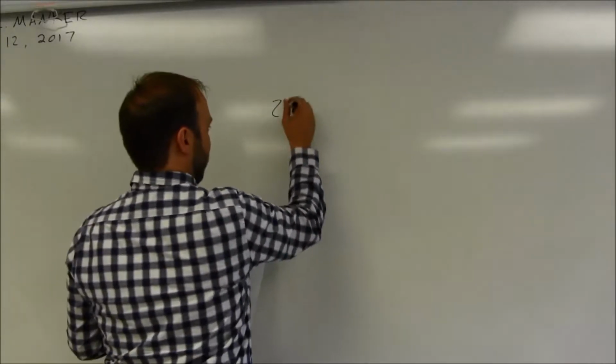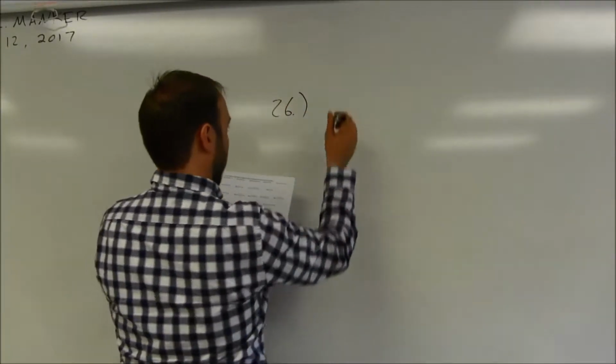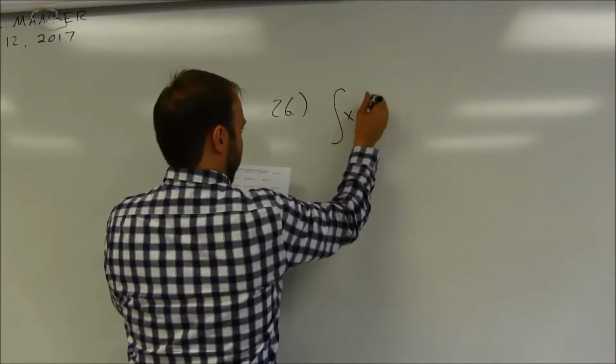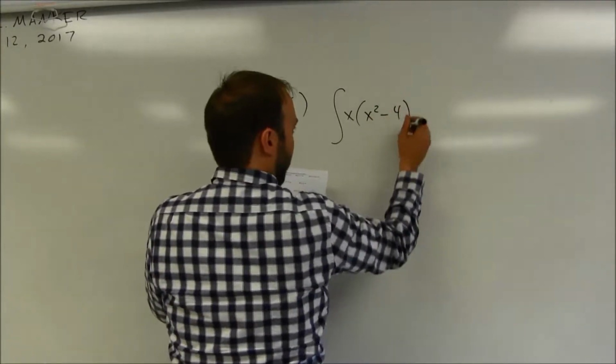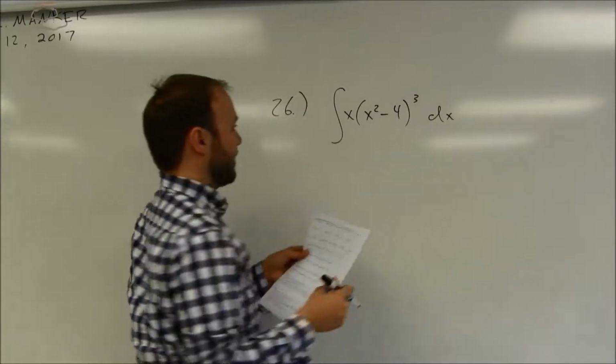I'm going to continue working on the review questions from the quarter test review. I actually had a couple of integrals left, so I thought I'd go ahead and take care of those first. I think number 26 is the first one that I had not gotten a chance to look at, so why don't we take a look at that one. 26 is the integral of x times the quantity x squared minus 4, quantity cubed, dx.